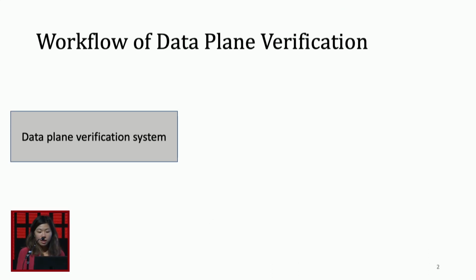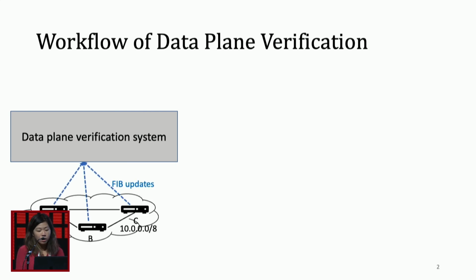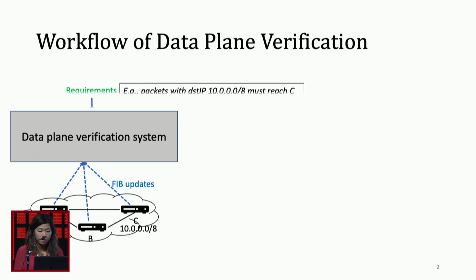So this paper is about data plane verification. And data plane verification, we all know, is a very important primitive for network reliability. At the high level, a data plane verification system collects FIB, the forwarding information base, from all the switches and routers and collects their updates. At the same time, they take as input the network-wide requirement. Then they check against the requirement from the FIB and generate the results.